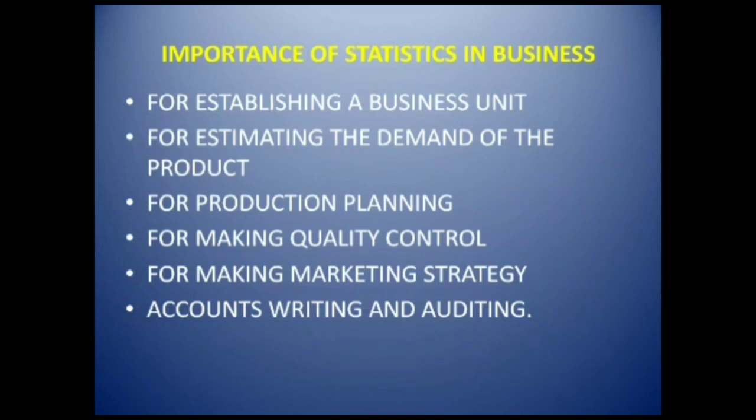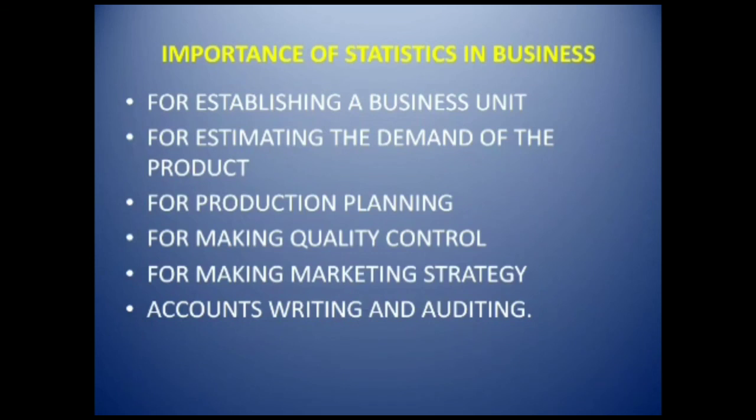The fourth point is for making quality control. Here the producer has to decide what should be the quality of his product, and for this he has to see who are his competitors, what quality they are producing, for how much they are selling. So he has to compare his quality and his price with the quality and price of his competitors, and for that we again require the statistics. By comparing that, he will be able to decide what quality he has to maintain.